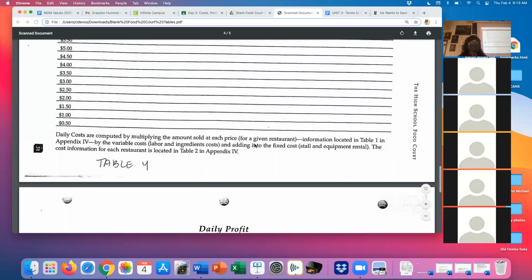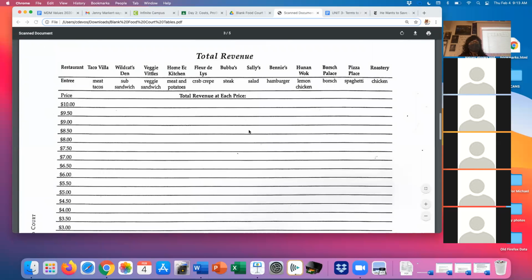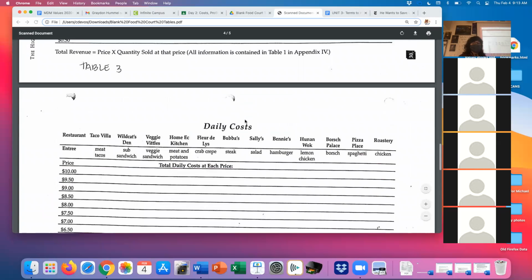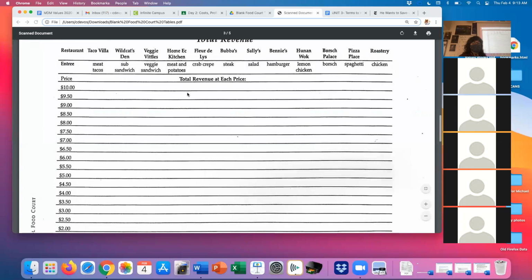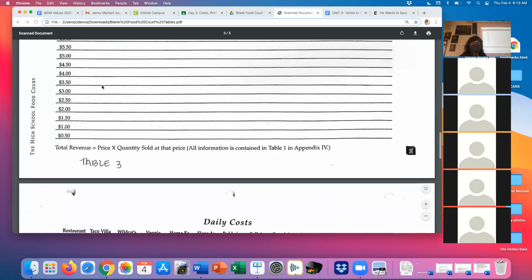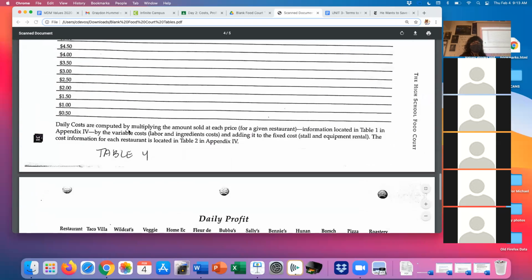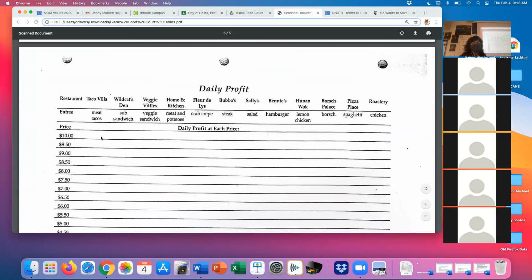So you've already figured out your total revenue. You've already figured out your daily costs. Take that number from the same column, whatever restaurant you did, say you did Taco Villa, take the number here, right? Subtract the number here, and that's gonna get your daily profit for here.